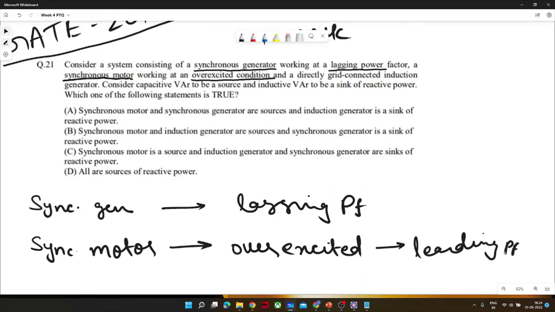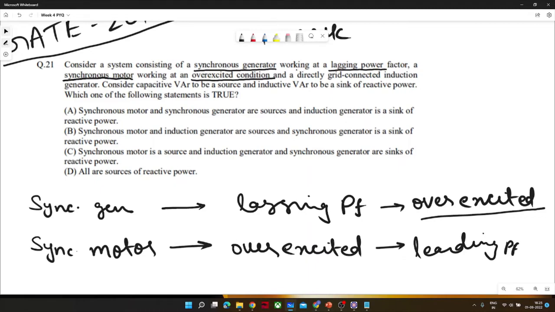If you derive the equation of reactive power, you will get two conditions. Either Q would be greater than 0 or less than 0. If less than 0, it means it is delivering the reactive power for a motor. It is just opposite for the generator. Here the generator is operating at lagging power factor. It means it is overexcited. So they tested your basic concepts of reactive power from this problem.